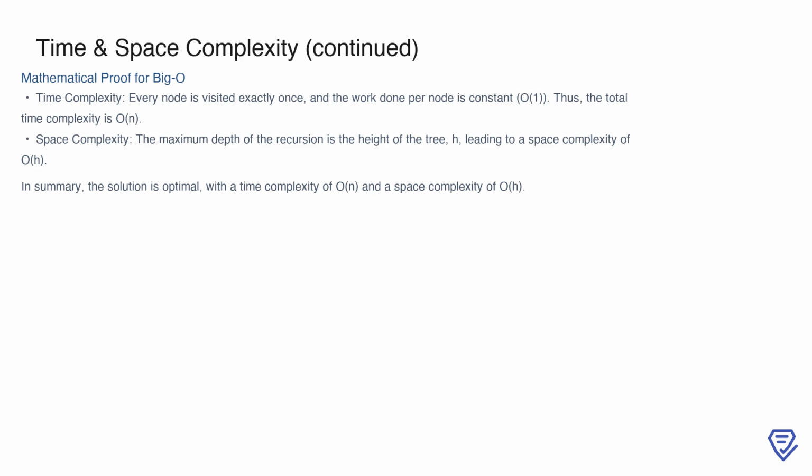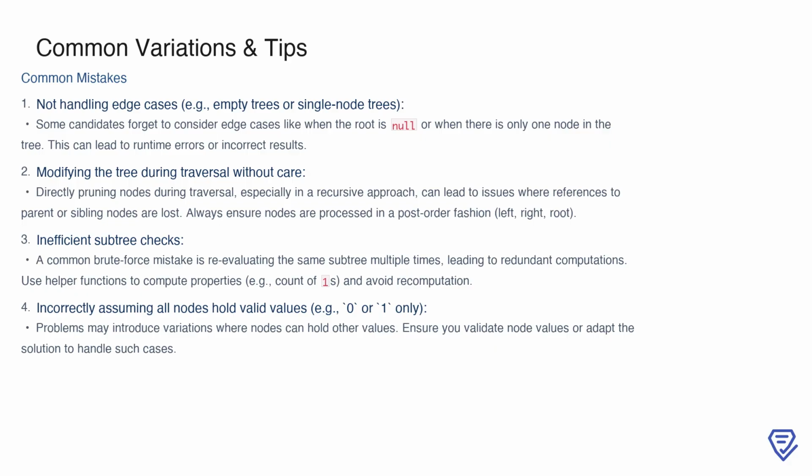Overall, this solution is optimal, achieving O(n) time and O(h) space complexity, where h is the height of the tree. When solving the binary tree pruning problem, there are a few common mistakes that can trip up candidates. First, it's important to handle edge cases properly. For example, if the tree is empty, meaning the root is null, or if the tree has only a single node, some solutions fail to account for these scenarios, leading to runtime errors or incorrect results.